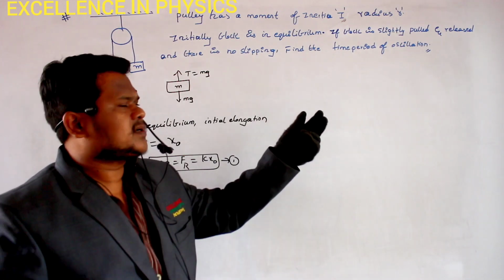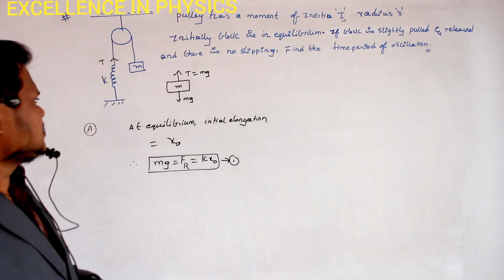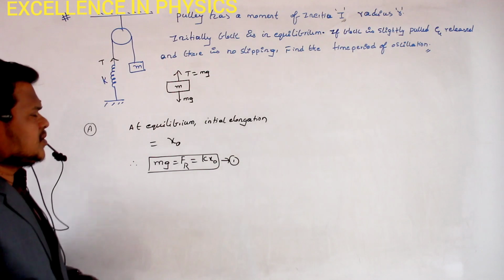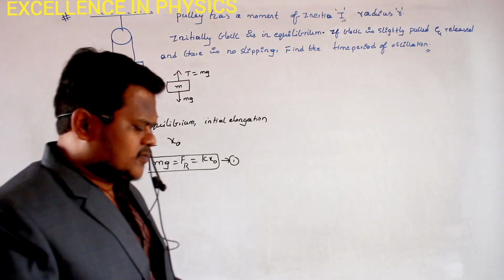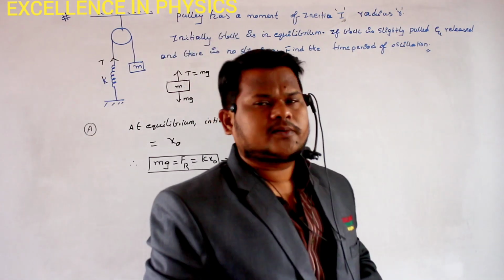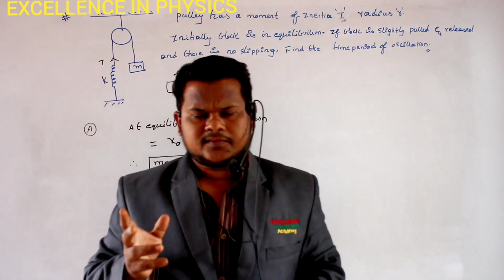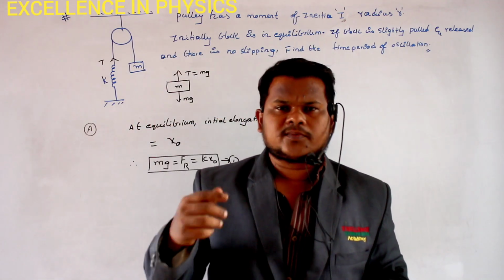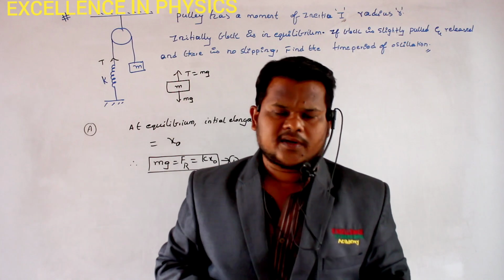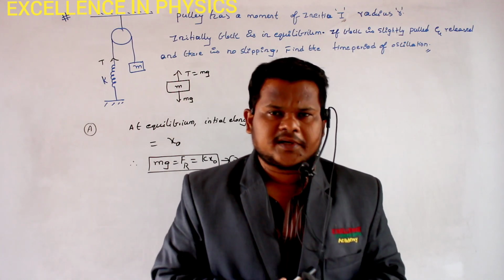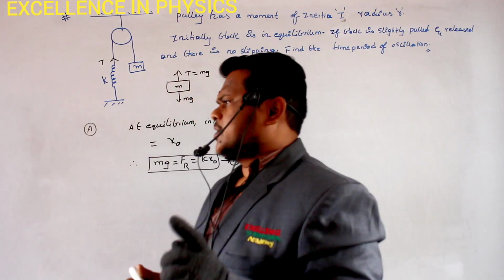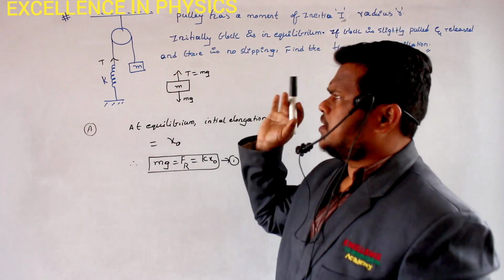Now when I pull this one and release, then what will happen? This mass will definitely perform simple harmonic motion. Clear? So if only masses are present, then I can calculate the k value, substitute in T is equal to 2 pi root m by k, just how we have done in the previous problem, and calculate the time period. Clear, ma? But here, in addition to this mass, a pulley is also present.